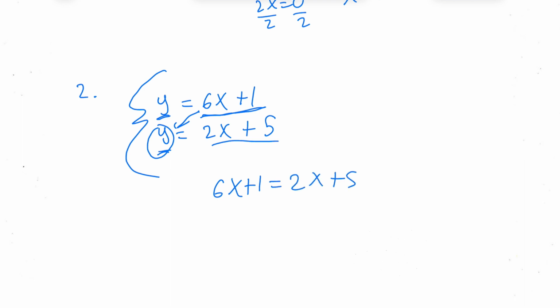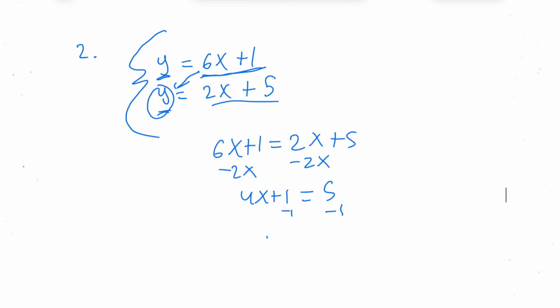And now we can solve for x. So I'm going to subtract 2x from both sides. We get 4x plus 1 equals 5. Minus 1, minus 1. 4x is equal to 4. X is equal to 1.